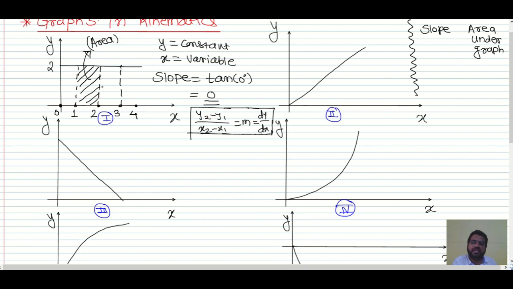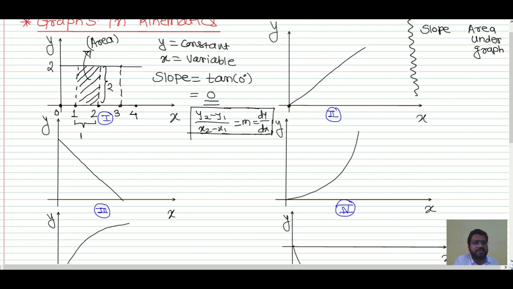So area we can have as the length and breadth. You can consider this as length and this as breadth. So length we have is 2 minus 1 is 1 and breadth we have is 2 minus 0 is 2. So 2 into 1 is the area. It's very simple, right? So I hope this is clear. Now the second graph, as you can see over here.